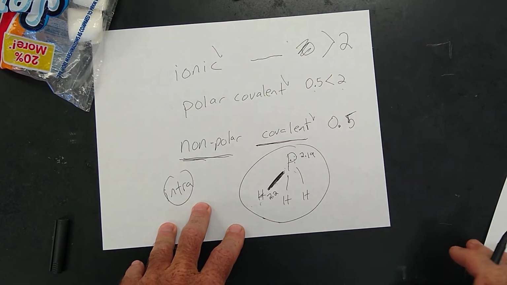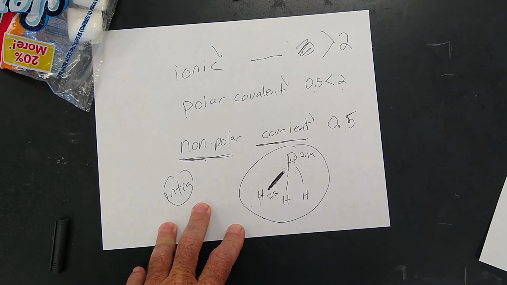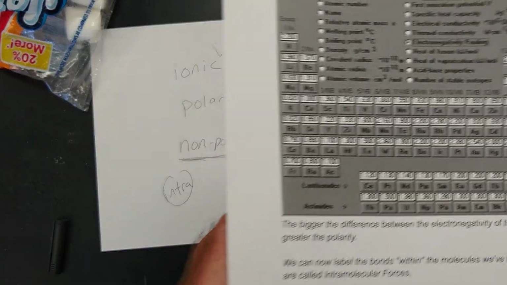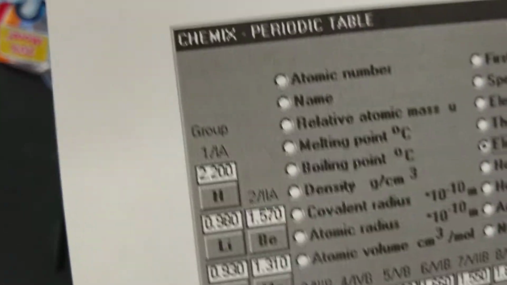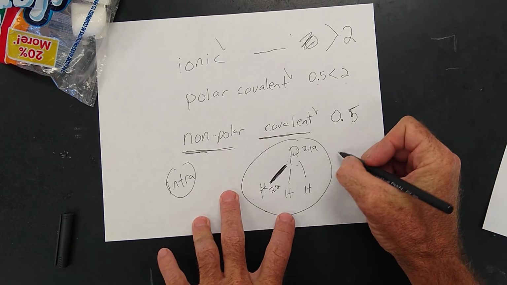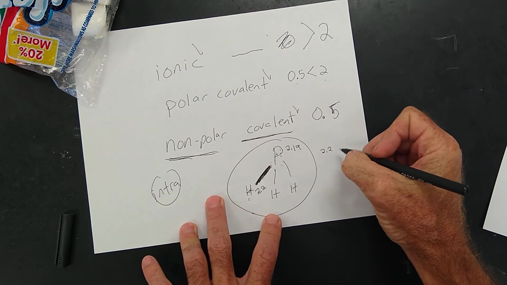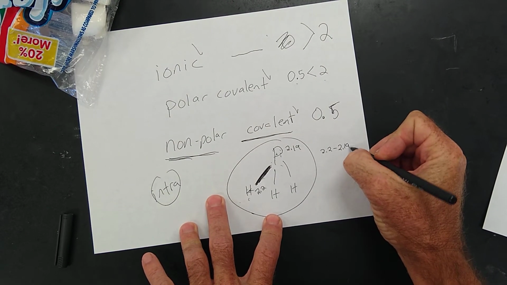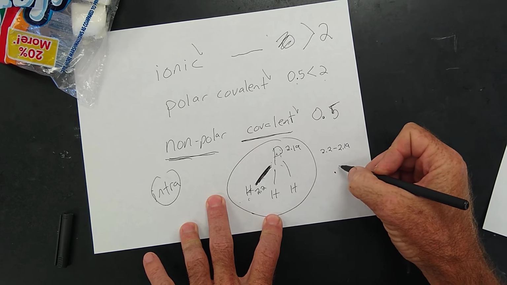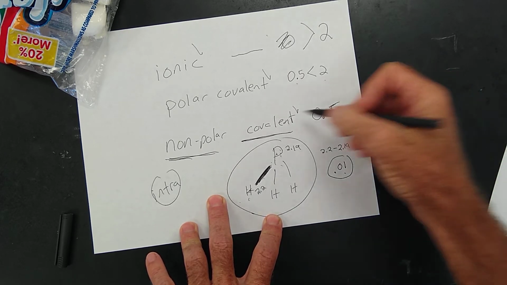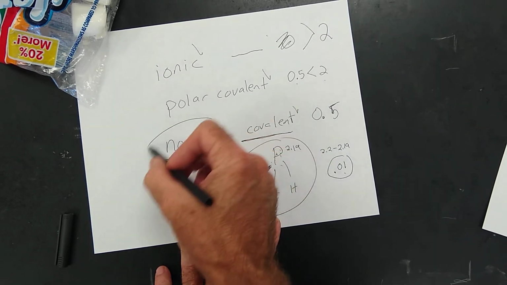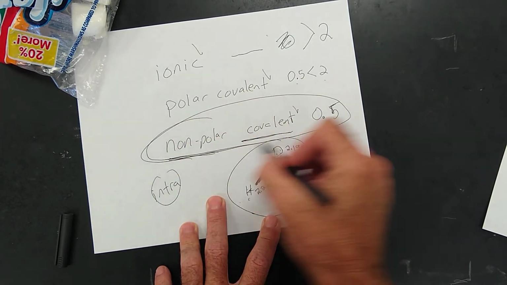2.2. Wow. 2.19 and 2.2. Those are very, very close. Those are so similar. 2.2 minus 2.19. The difference is 0.01. 0.01 is down here. Truly nonpolar covalent.